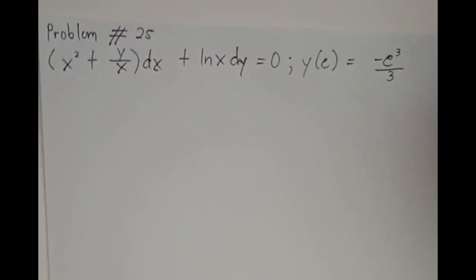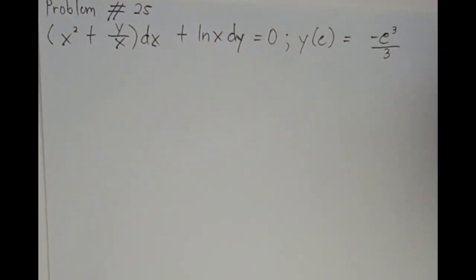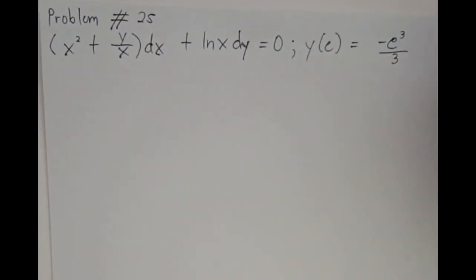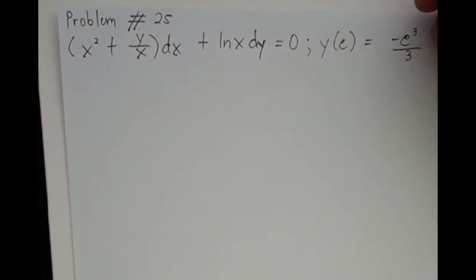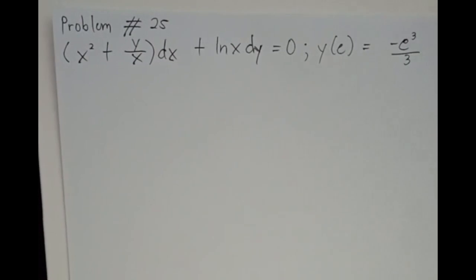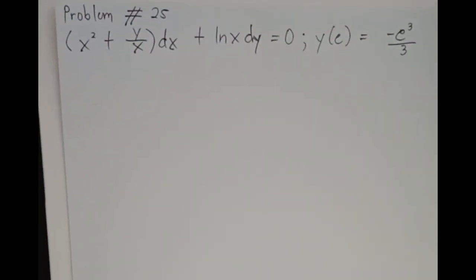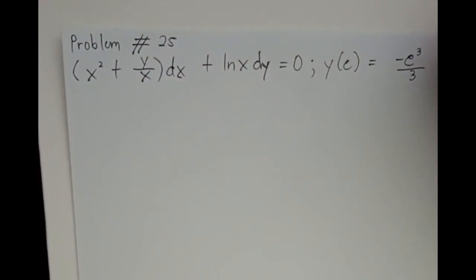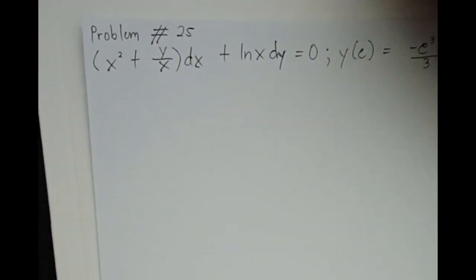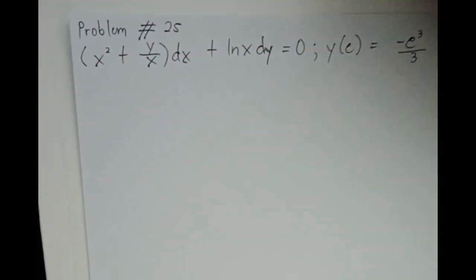Today we will solve a problem involving exact differential equation. So we're given the quantity of x squared plus y over x dx plus ln of x dy is equal to 0, where there is a condition y of e is equal to negative e cubed over 3. So first thing we'll do is to isolate dx so that we have dy over dx.